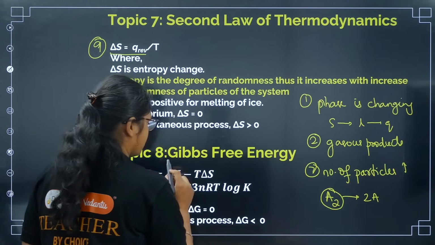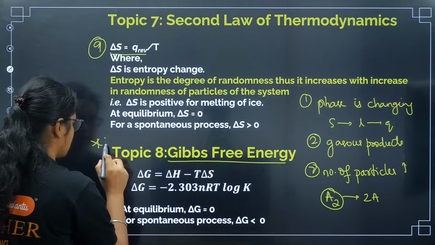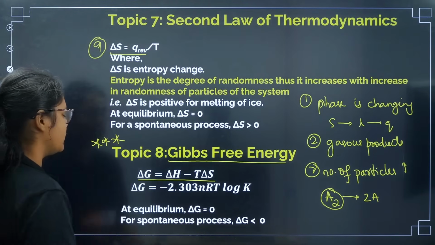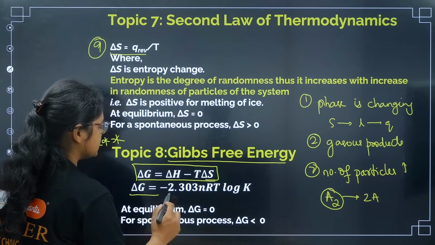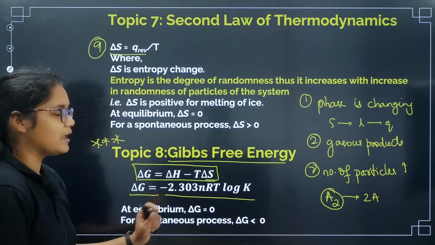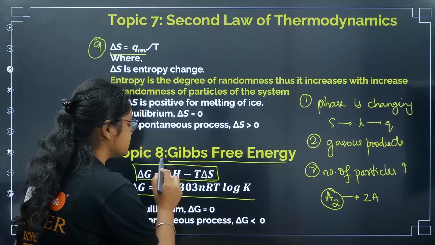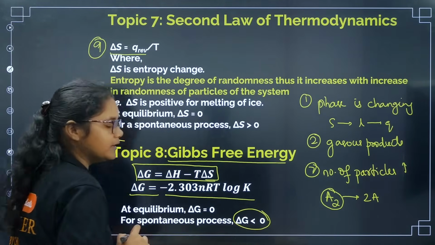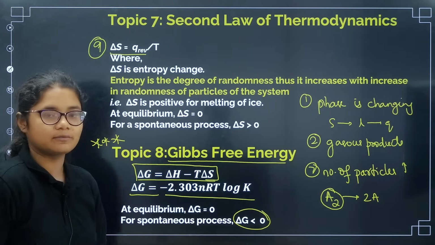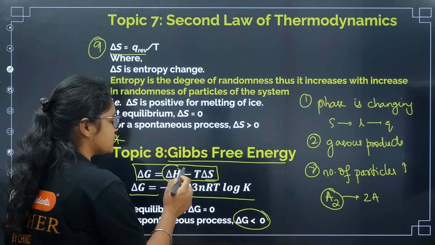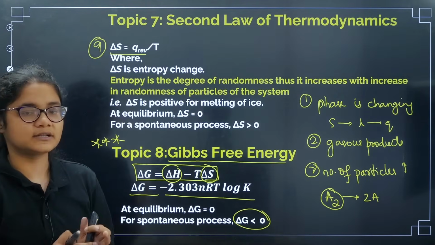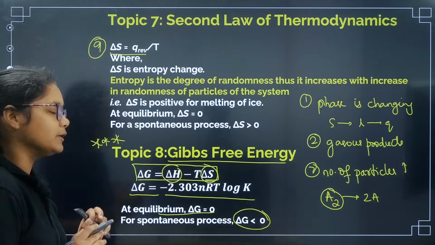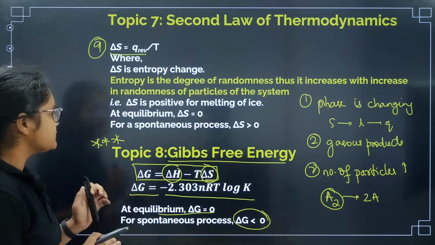Now the next very important formula is Gibbs free energy. From here many questions are asked. Delta G is equal to delta H minus T delta S, this formula. And we have one more formula, that is delta G is equal to minus 2.303 nRT log K. From here, what is the condition for a spontaneous reaction? For that, delta G should be negative. From this condition also many questions are asked, like when delta H is positive and delta S is positive, what should be the value of T? And one more thing that you have to remember is delta G is equal to 0 at equilibrium. Okay, so these were the important concepts.